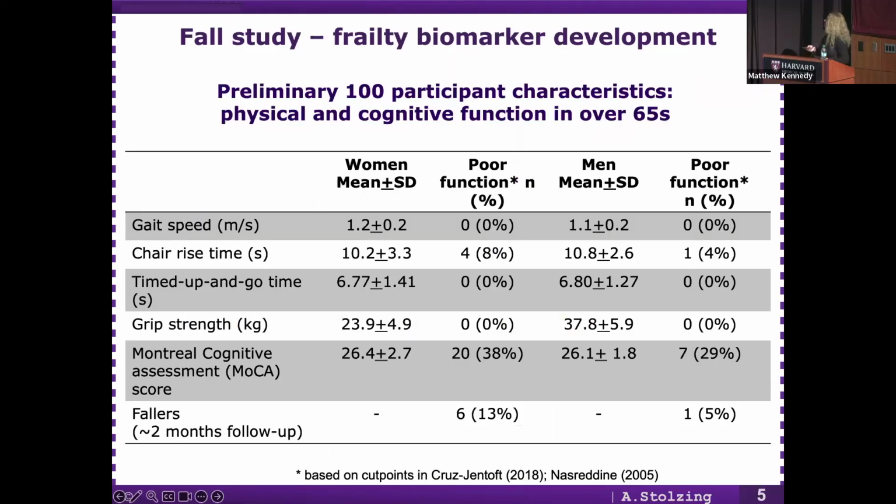So this is where we are currently. We have over 120 participants now. This table was with 100 participants. You see that most of them are pretty fine. They are not very frail, but 7 of them already had a fall. And that was in the range that we predicted based on historical data that we have from Loughborough on what percentages these falls are happening. So we are progressing nicely.